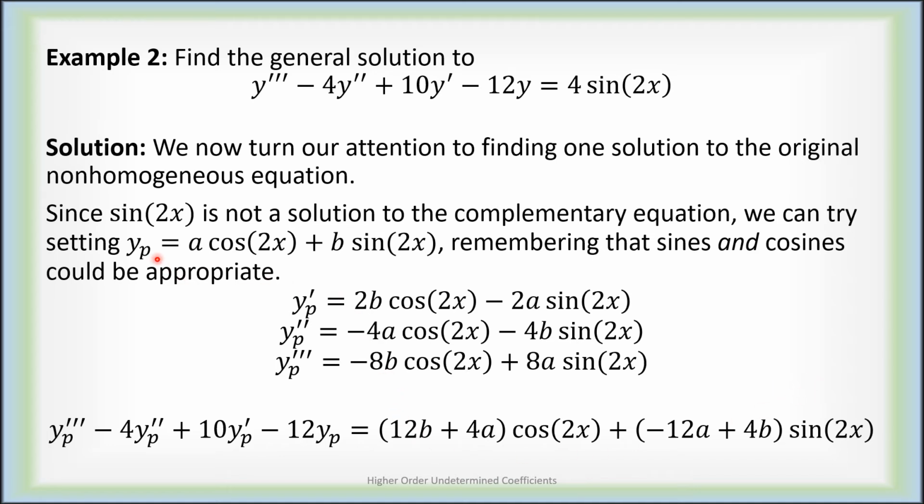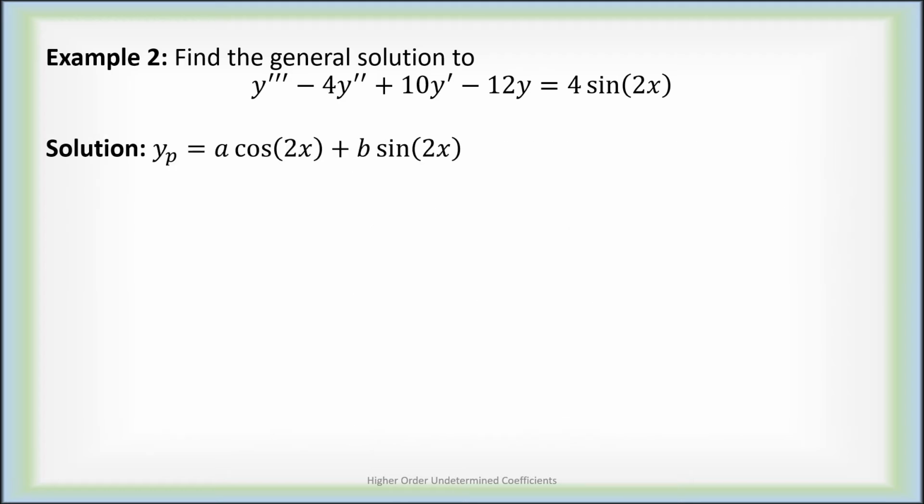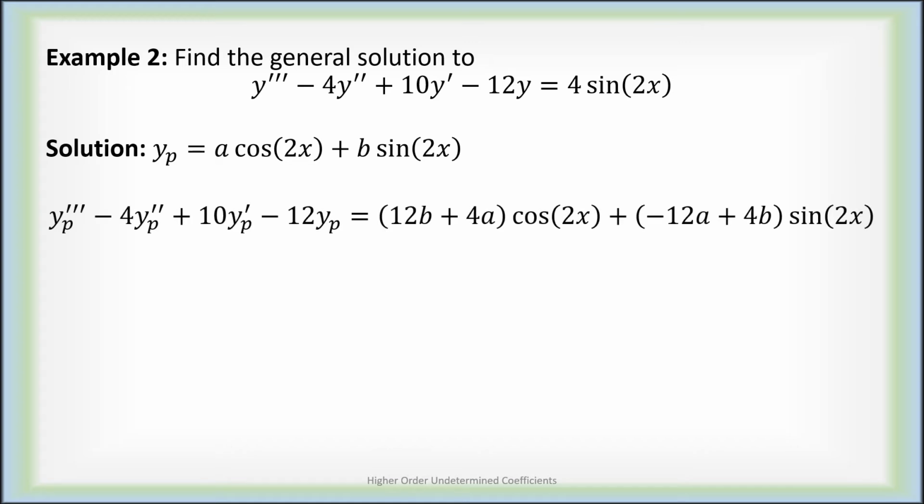So with this yp, a cosine 2x plus b sine of 2x as our choice for the function that we're hoping will solve our differential equation, when we plugged it into our differential equation, this is what we got. So with yp as a cosine 2x plus b sine of 2x, we ended up with this once we threw it into the differential equation.